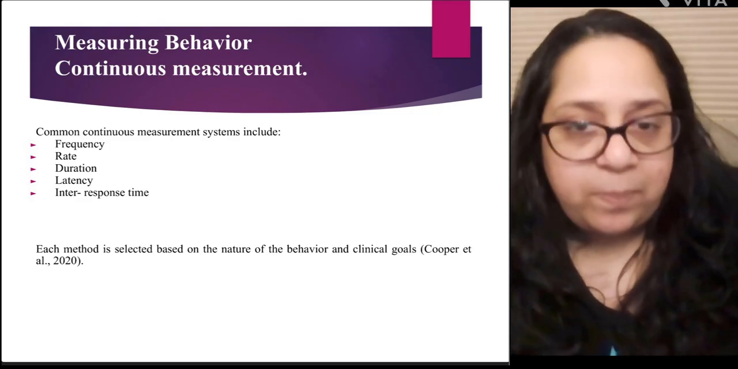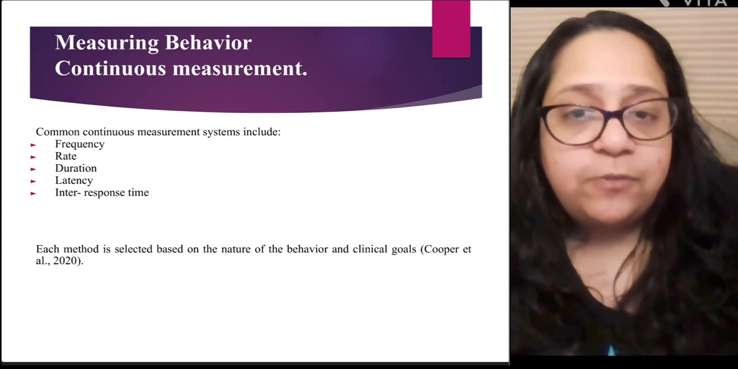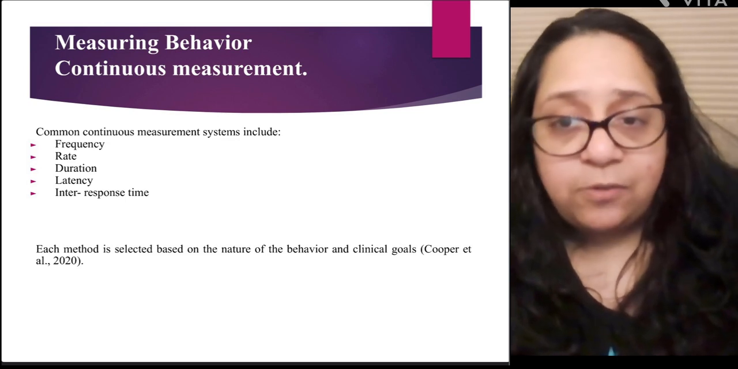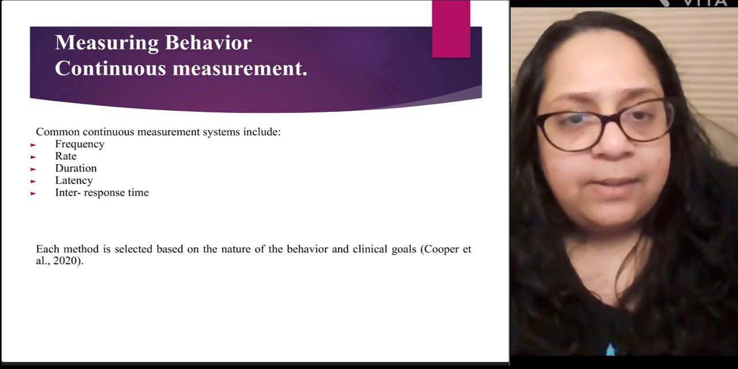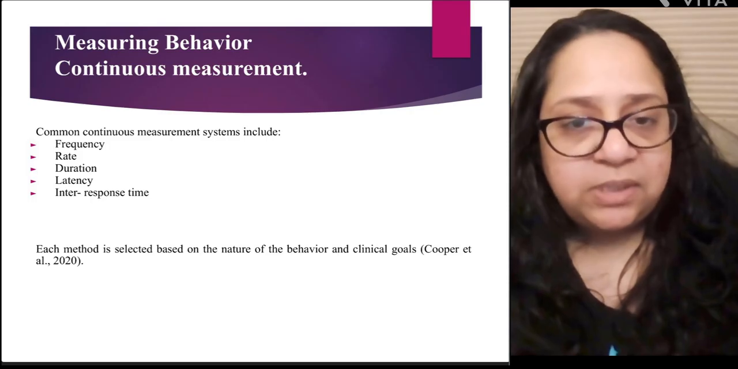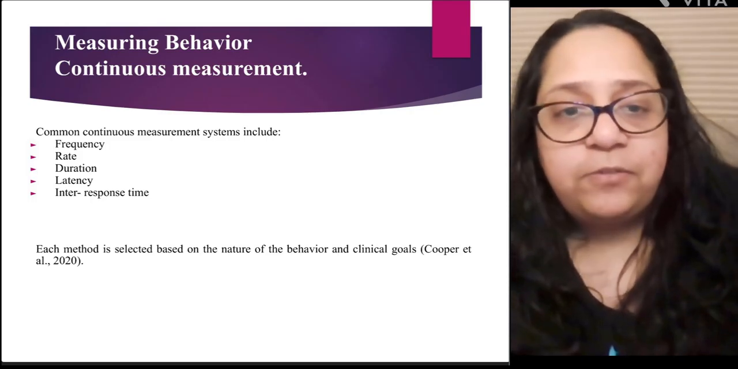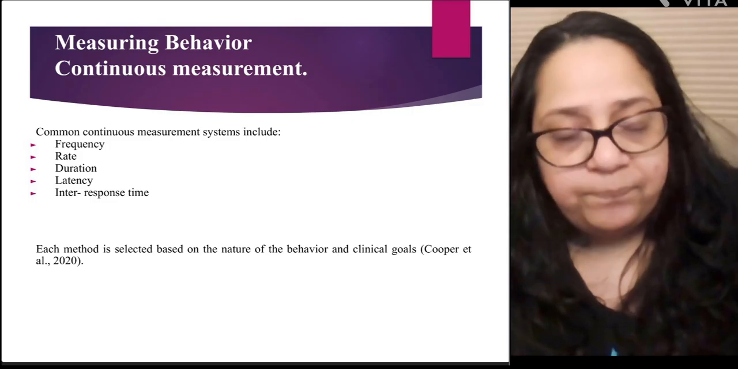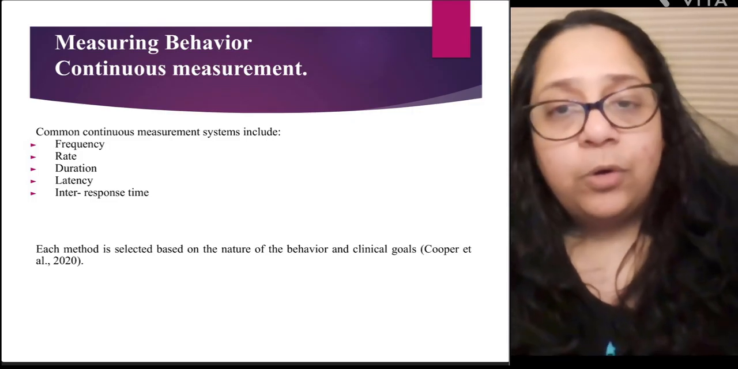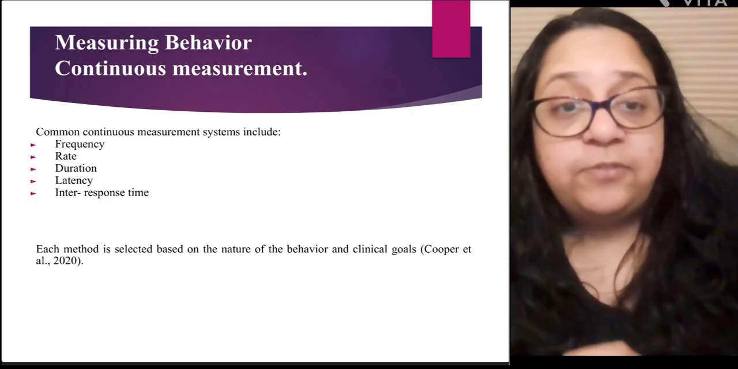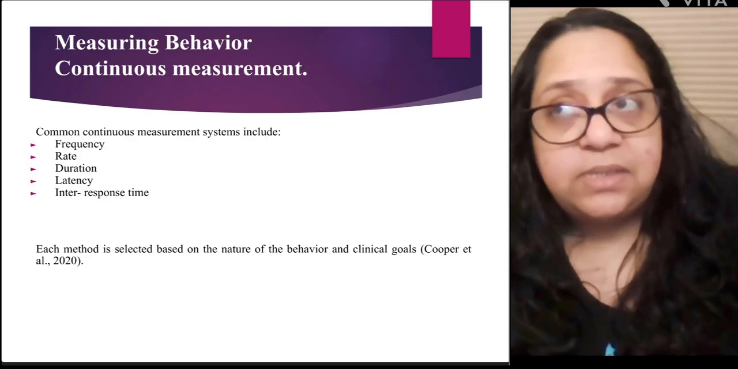IRT is useful when examining pacing or fluency, such as time between responses during a task. Finally, intensity or magnitude. It refers to the force or strength of the behavior. Intensity is often measured using rating scales and is especially relevant for behaviors such as aggression, self injury, or vocal outburst, where intensity matters as much as frequency.